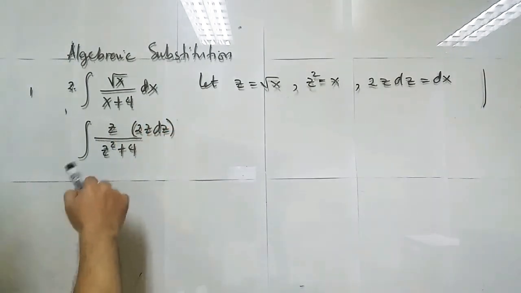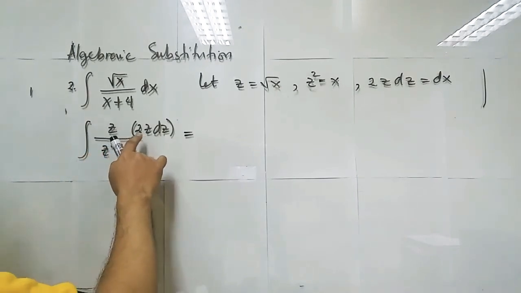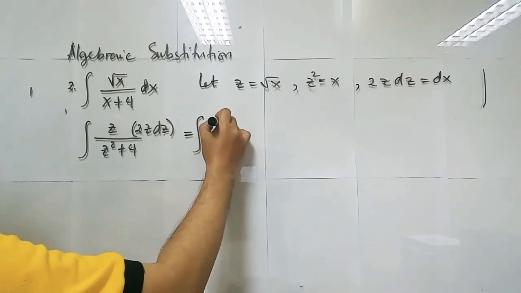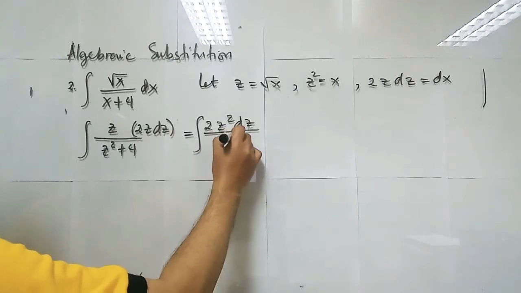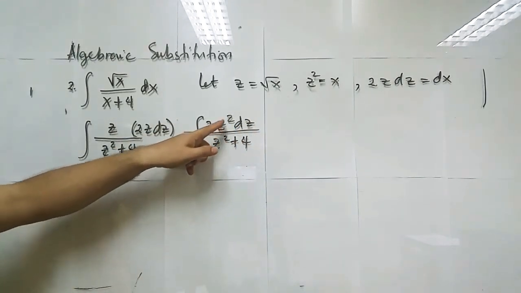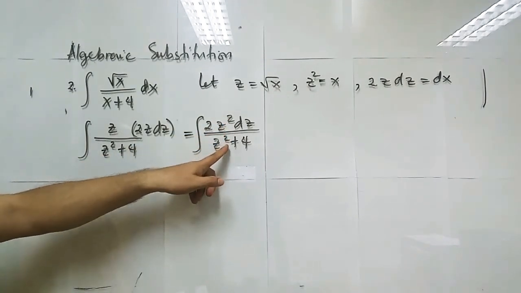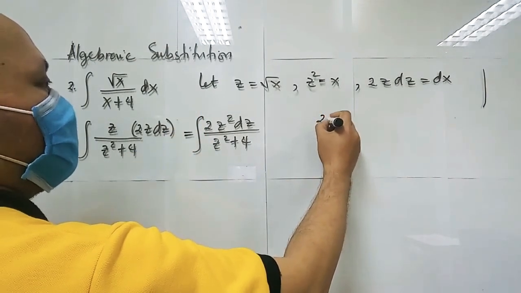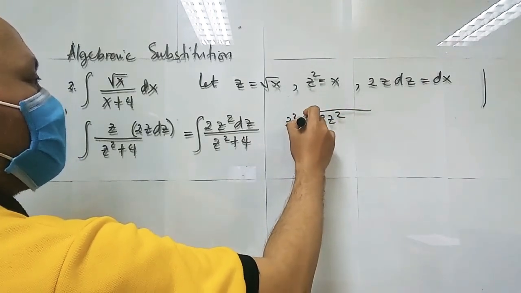Okay. And then if we multiply this one, 2 times z, that is 2z squared dz all over z squared plus 4. This time, you can divide z squared over z squared plus 4 because the exponent here is 2 and this one is also 2. So we have to divide this one. So we have 2z squared divided by z squared plus 4.